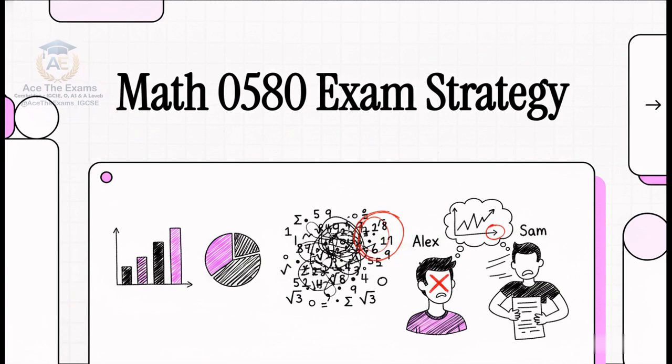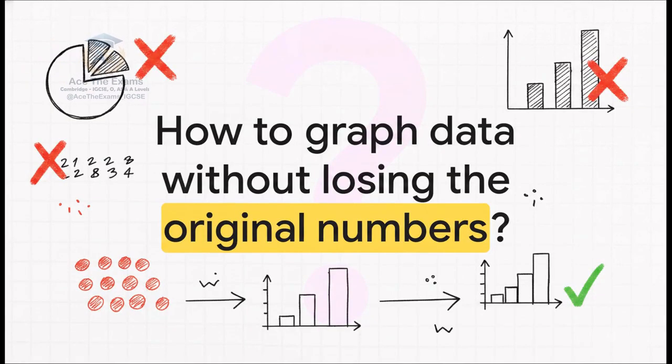Look, whether you're taking the core 0580 or you're pushing into 0606, 4024, or even 4040 statistics, the way you structure your data answers dictates your grade boundary. It really is that simple. So, the overarching data problem we're trying to solve today is the ultimate question that has plagued statisticians and students alike. How do you graph a dataset to show a beautiful, clear visual trend without completely obliterating the original raw numbers?